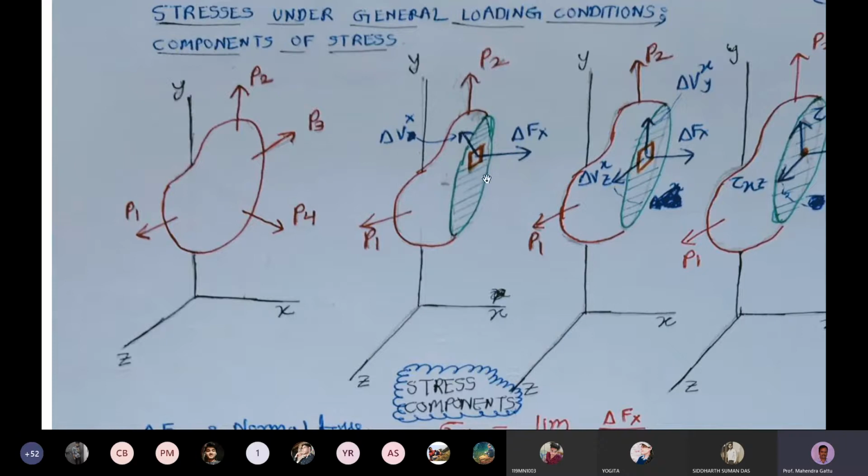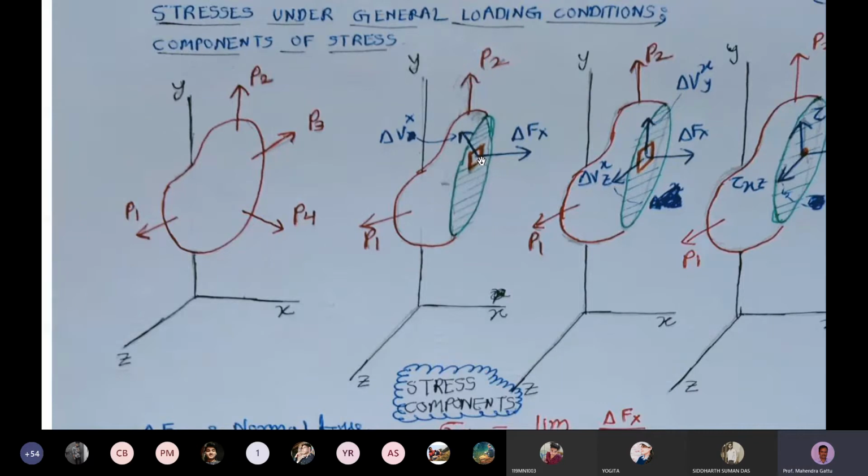On this cut plane, we can resolve two forces: one is the normal force Fx, and another is the tangential force Vx. The normal force always acts along the x direction, and the tangential force acts in the plane of this cut cross section. It need not be along z or along y; it can take an intermediate position also. Fx and Vx are distributed on this cross-sectional area.